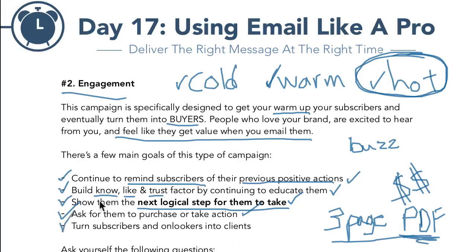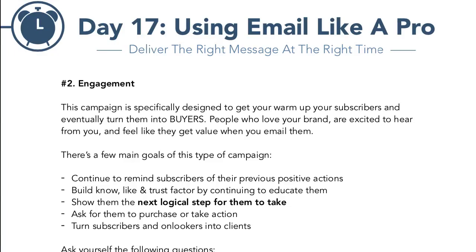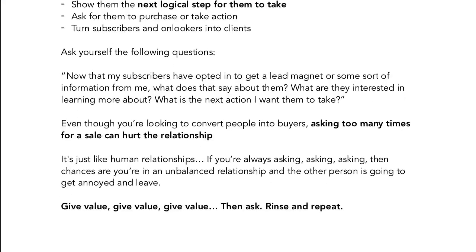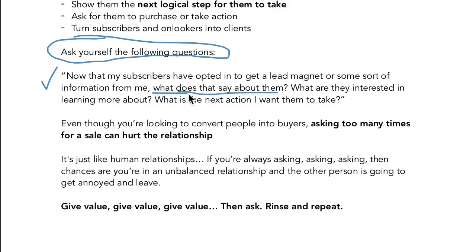The goal is that we want to turn subscribers and onlookers into clients, okay? Through engagement, through storytelling, through relationship building. That's how it's done. So ask yourself the following questions, and I want you to write these down, okay? Now that my subscribers have opted in to get a lead magnet or to get some information or whatever they've opted in to see or get, what does that say about them? This is such a good question to ask. What does it say about them? Specifically, what does it say about their desires? What does it say about their hopes? What does it say about where they want to go, their goals?